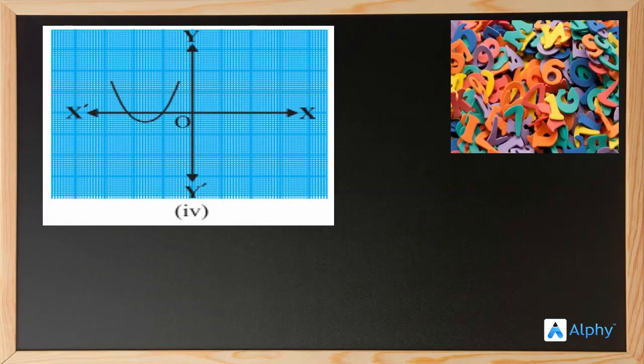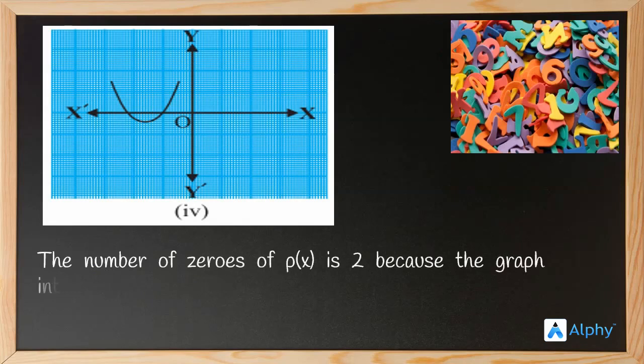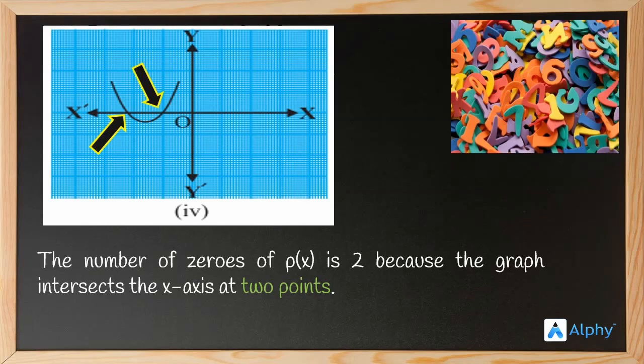Next up we have the fourth part. So try to think about the number of zeros, and then we are obviously going to discuss it as well. The number of zeros of p of x is 2 because the graph intersects the x-axis at 2 points. So here the intersection is happening first of all here and here. So these are the 2 zeros of this polynomial because these are the points of intersection with the x-axis.